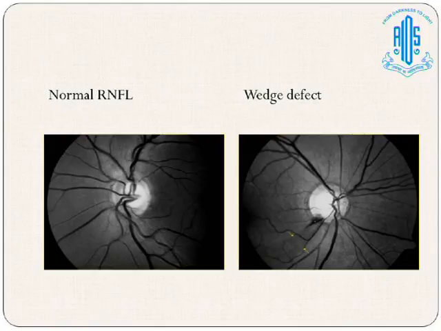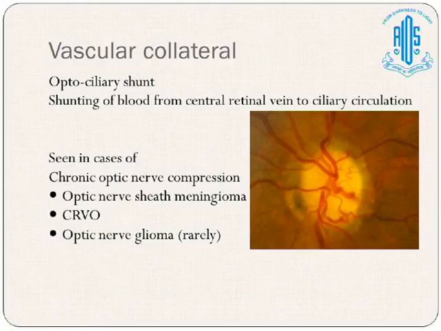This is the localized segmental loss of the optic nerve fiber. Okay, the fourth point that you like to see in case of an optic atrophy, you need to see whether there is any presence of vascular collaterals. The vascular collaterals can be of two types. It can be an opto-ciliary shunt or disc vascular collaterals.